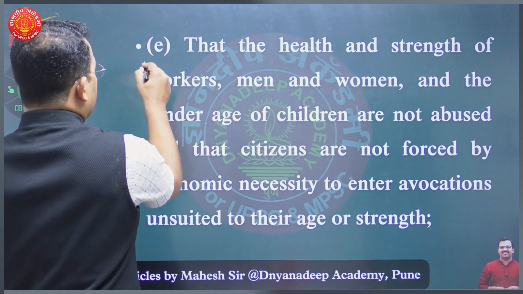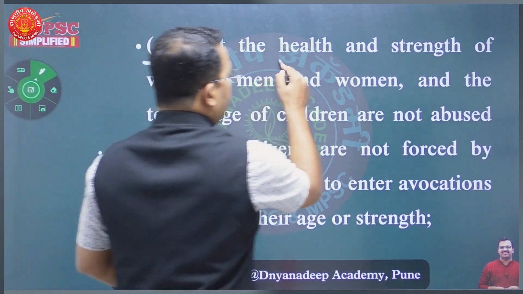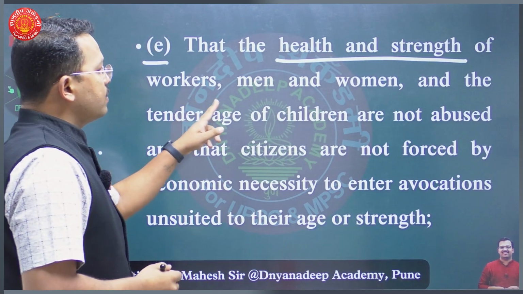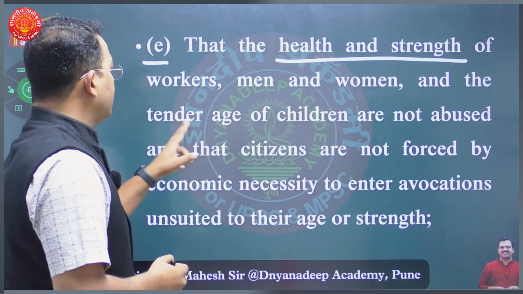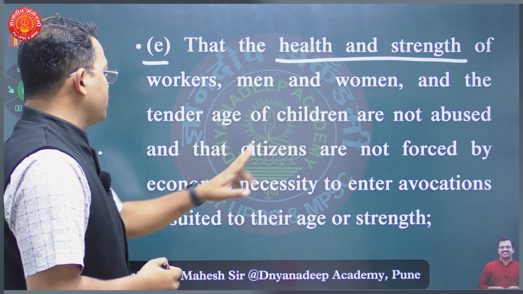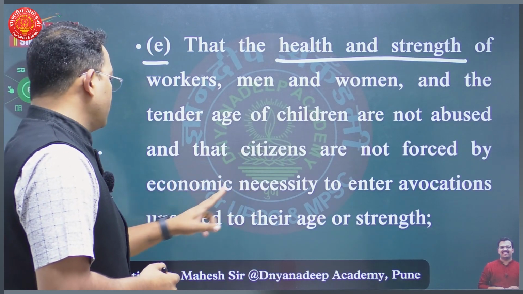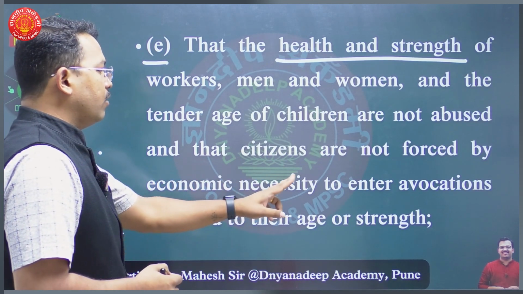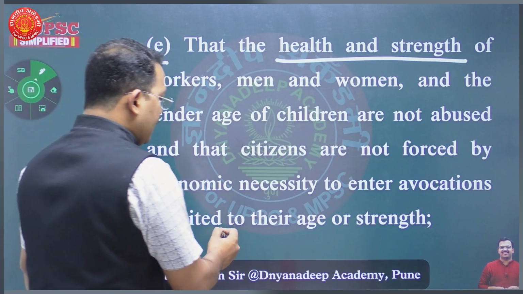Then comes an important clause, that is Article 39's E clause. What does it say? That the health and strength of workers, men and women, and the tender age of children are not abused, and that the citizens are not forced by economic necessity to enter a vocation unsuited to their age and strength.